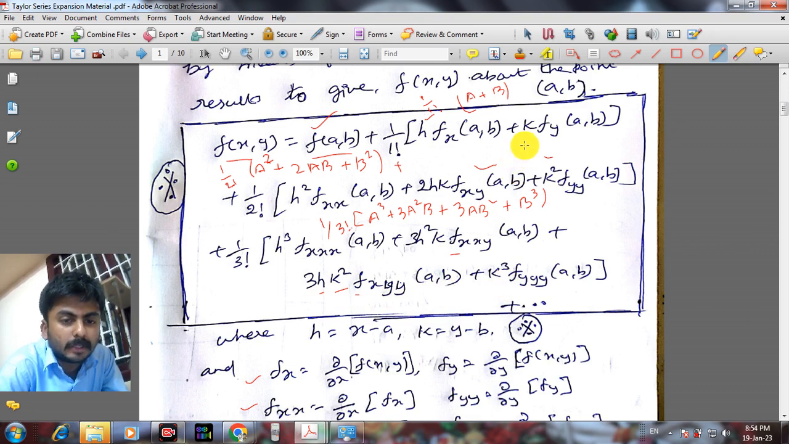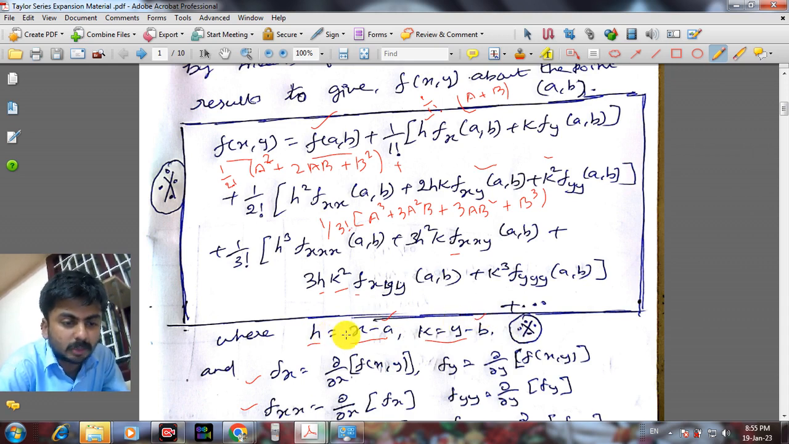So b cube means k cube f y y y a comma b plus etc. So this is the formula. So we are having h equal to x minus a and k equal to y minus b. So now definitely you will not have any idea about what is h and what is k. They are very simple. a and b are the points. We want to find the Taylor series expansion about those points.